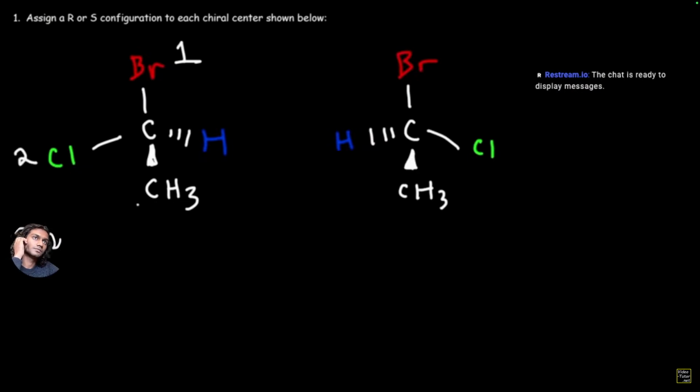Carbon has an atomic number of 6. Hydrogen has the lowest atomic number of all of the elements in the periodic table. It has an atomic number of 1. So it's always going to be group number 4.